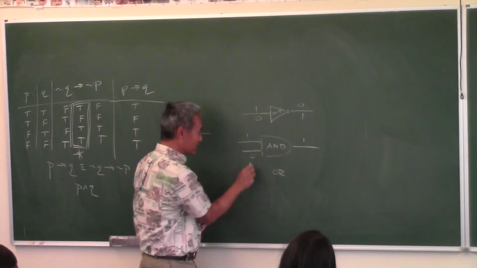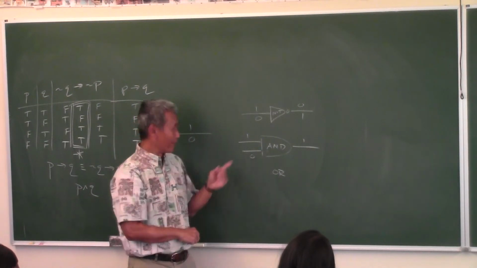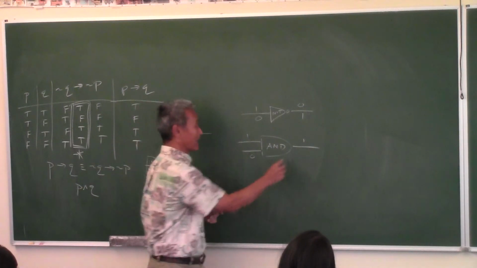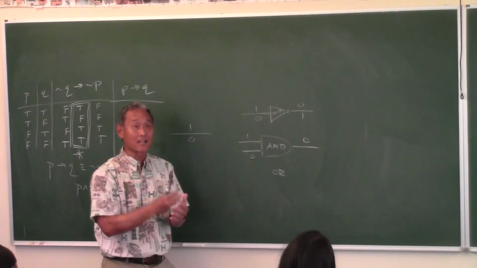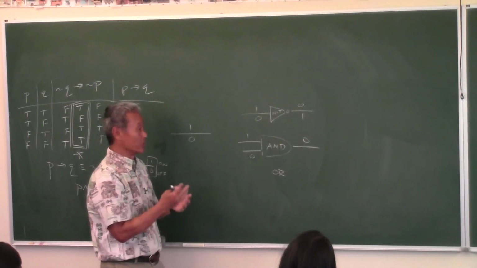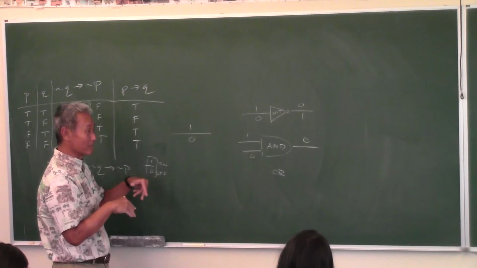What if you had this? What's the output gonna be? If one is true and one is false, zero. Then it's false. It works exactly like AND. So you just gotta remember, one is true and 0 is false.